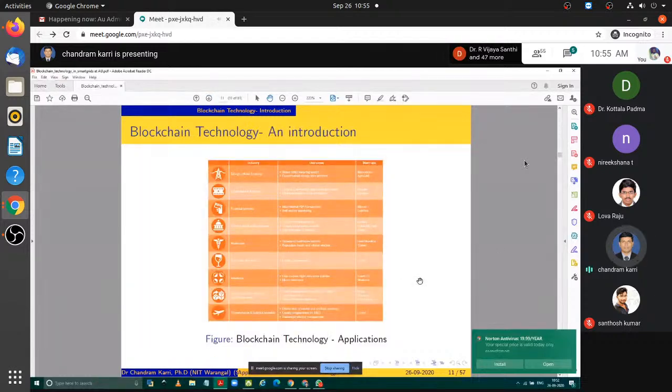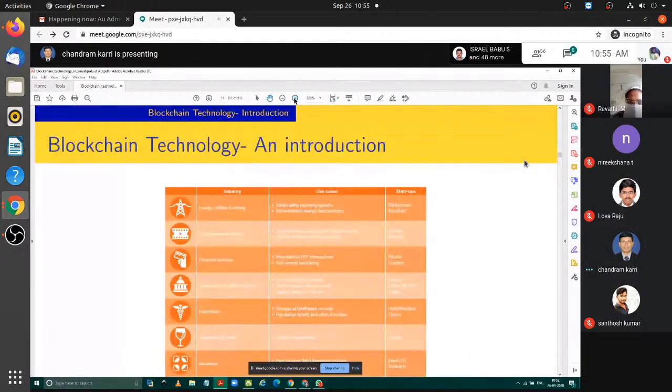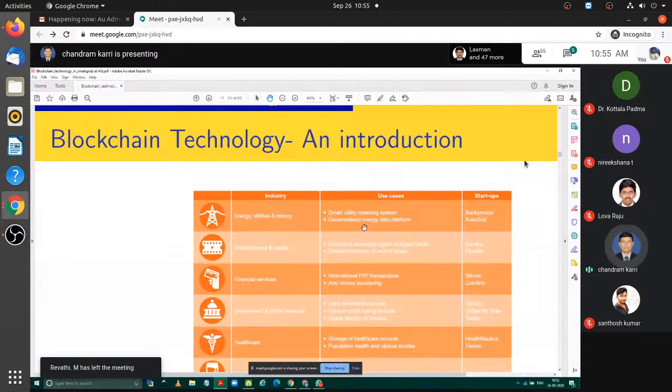Currently, around 70% of this blockchain technology is used in financial transactions. So these are the various applications. Let me zoom in. You see, in industries, energy, utilities, and mining, it all depends on transactions like buying and selling. Sometimes they utilize a smart utility metering system, and another one is a decentralized energy data platform.